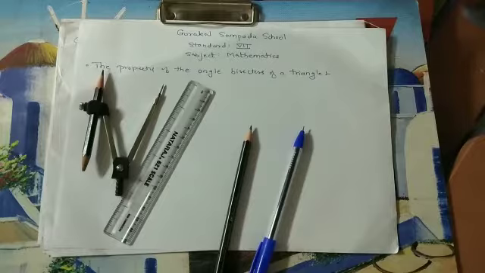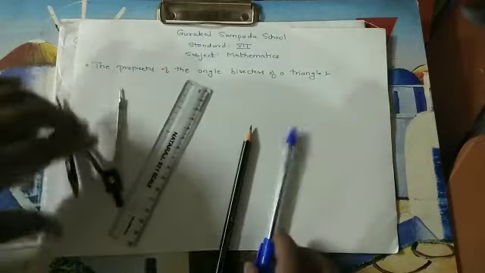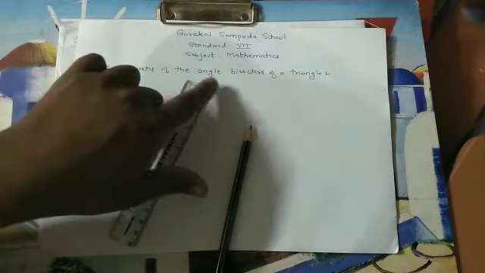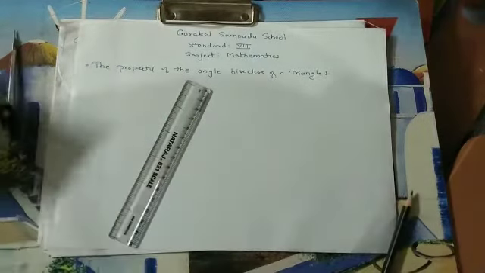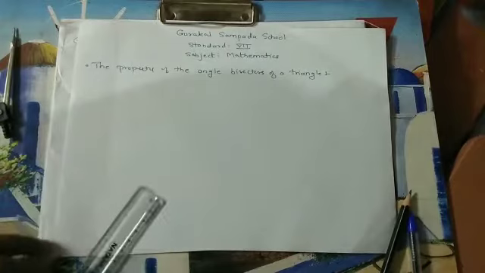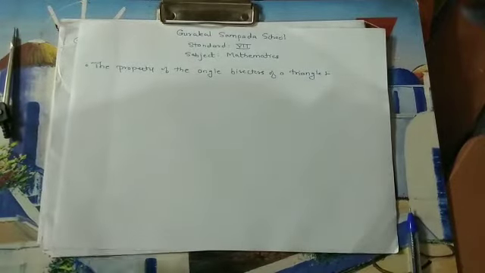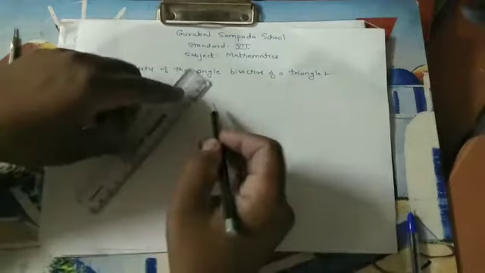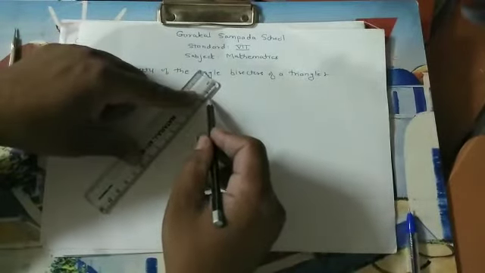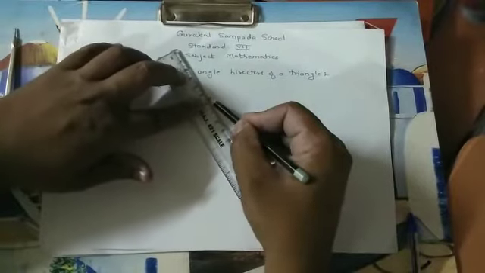Today we are going to study the property of the angle bisector of a triangle. In the previous lecture we already studied how to draw an angle bisector. Now in this video we are going to study the property of angle bisectors of a triangle. For that, first I am drawing a triangle randomly.